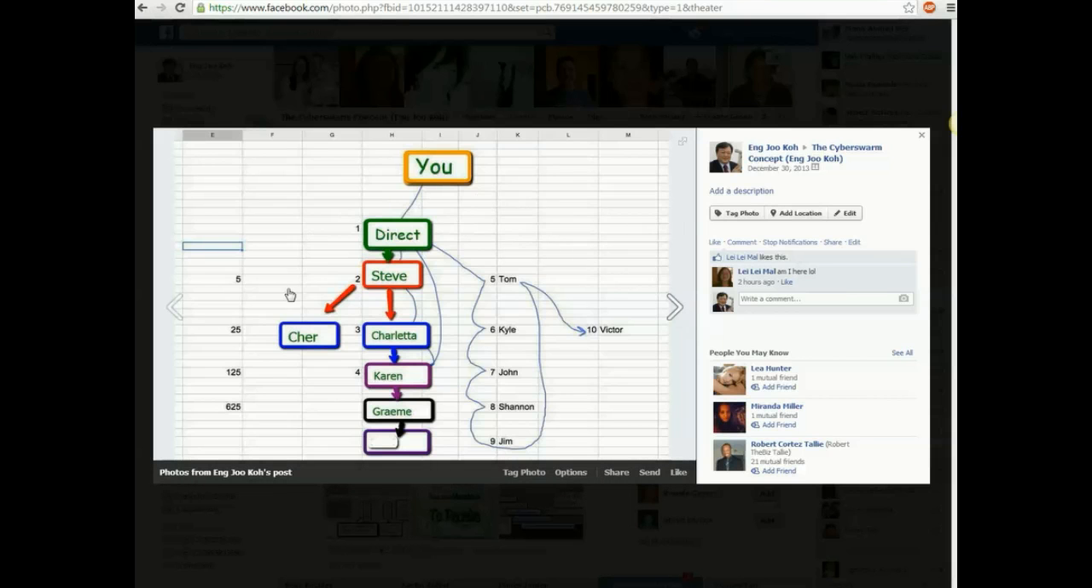Okay, so imagine this is your primary family. Any secondary leg will be your mistress leg, so called, because you have to spend time there. Okay, so now let me show you how this thing works. Now by using the Cyberswarm concept, we want to make it happen for the direct.